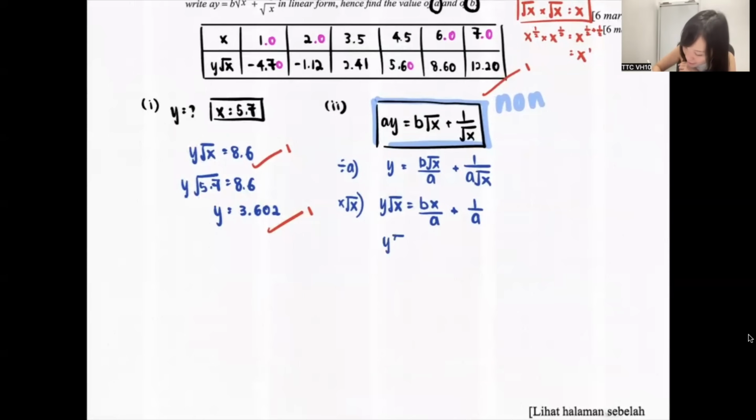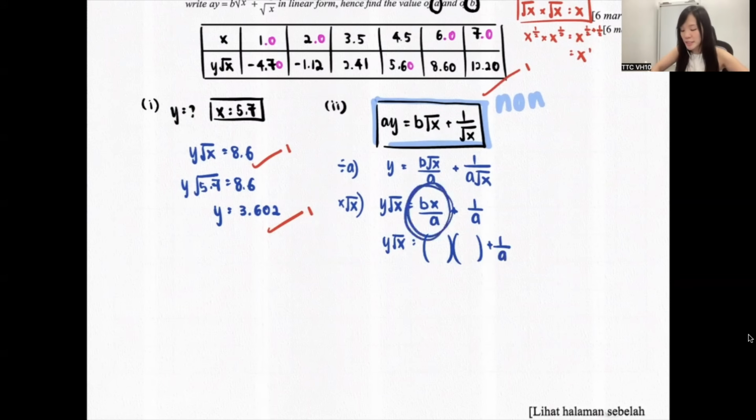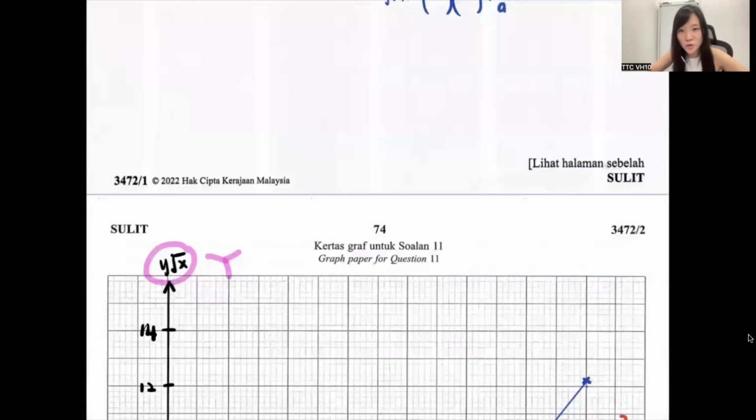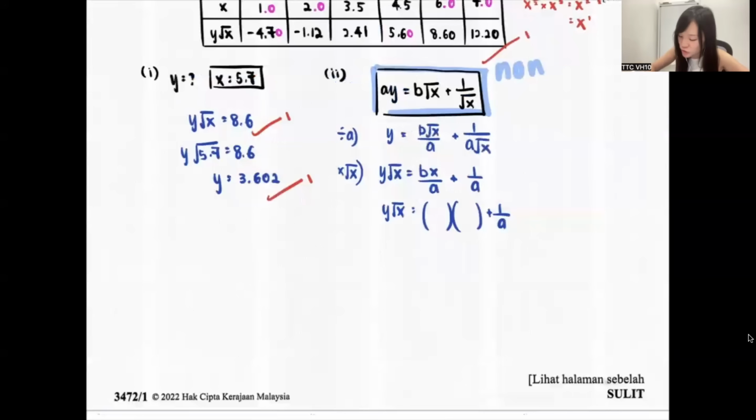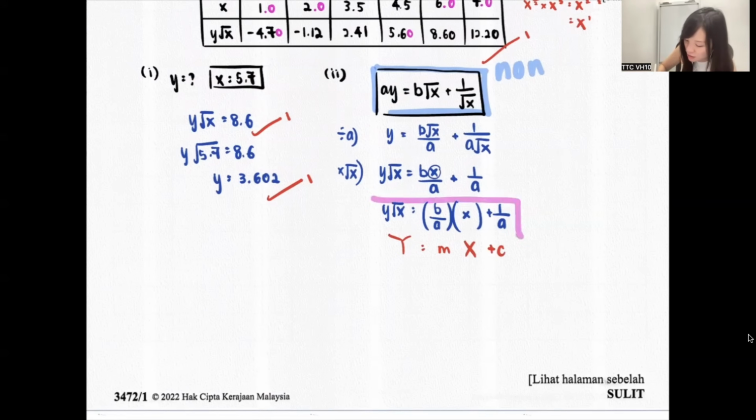Because this is the big Y, and then all I need is MX plus C. Maybe you tell me, teacher, how do I know which one is M, which one is X? It's quite easy. The big X is just a small X, so you know this spot must be an X. Imagine if you pull the X out, the front will be B over A. This is your Y equals MX plus C. You guys see?